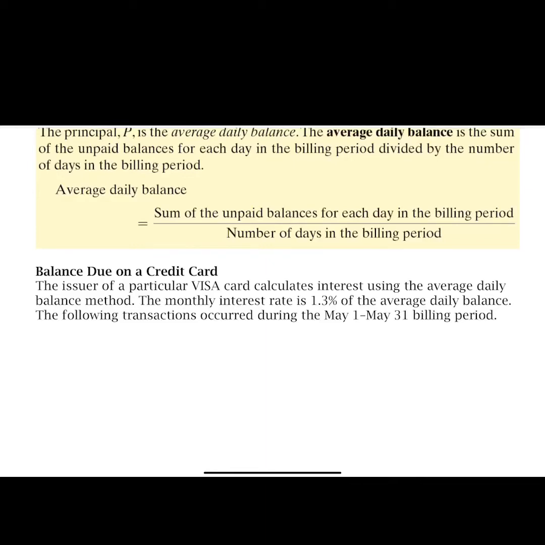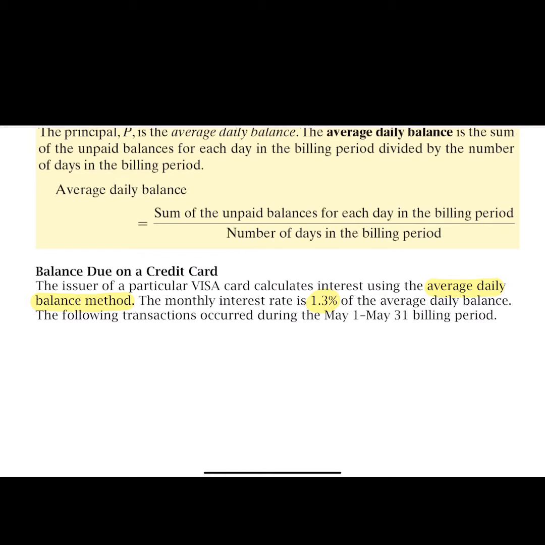So let's go ahead and look at an example on how to calculate the balance due on a credit card. The issuer of a particular Visa card calculates the interest using the average daily balance method, which is very important for you all to take a look at. That's the method we're going to be using today. The monthly interest rate is 1.3% of the average daily balance. This is very, very low. The credit card interest rates are not this low today.